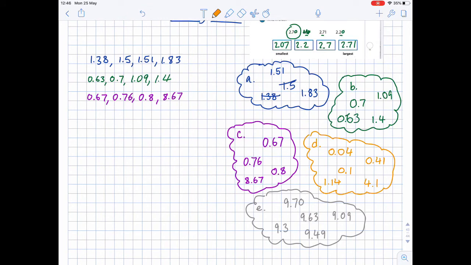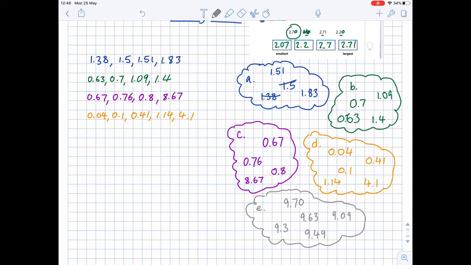For D, what's the smallest? 0.04. Then we've got 0.1. Then we've got 0.41. Then 1.14, then 4.1. I'm doing these off the cuff, so I'm just double checking. Yep. And then the last one, gunmetal grey.